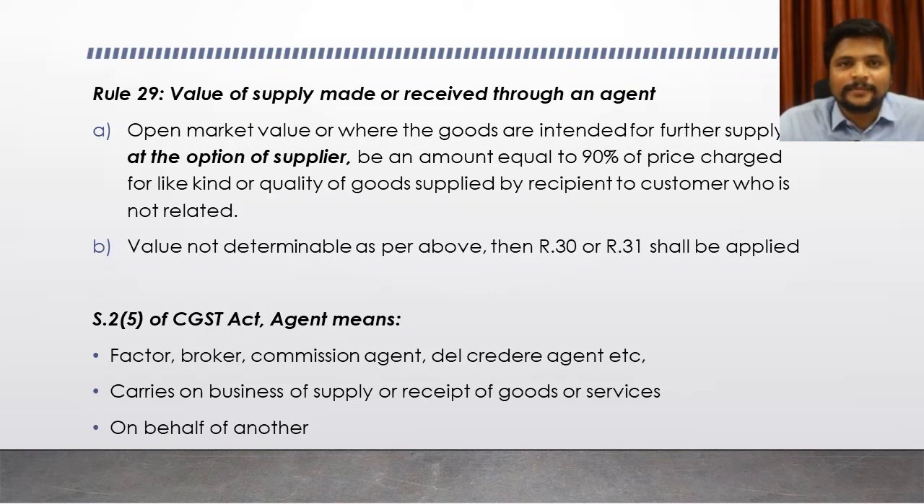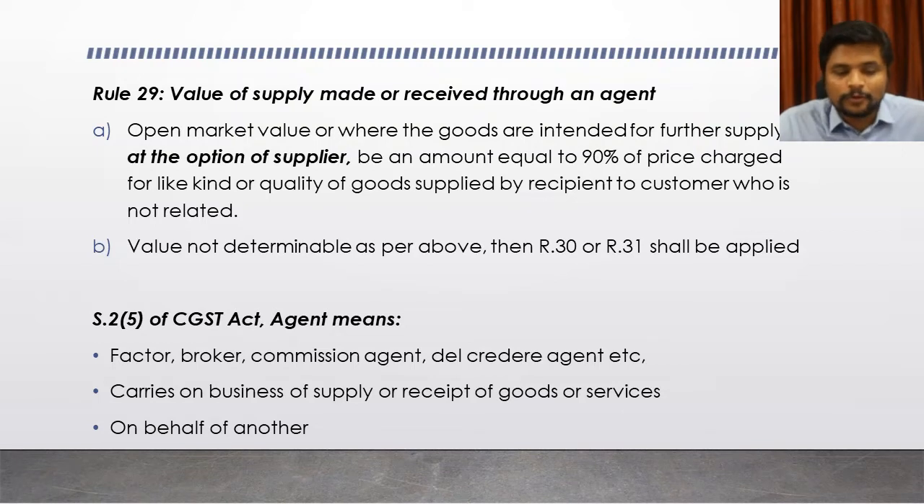Clause B is similar to clause C of rule 28 or clause D of rule 27. It means that if the value is not determinable as per clause A, then you can refer to rule 30 or rule 31. It can be applied. So there are only two clauses. So we can again repeat now. Rule 27 has 4 clauses, rule 28 has 3 clauses, rule 29 has 2 clauses. So next, we have to know that this particular rule is applicable if the supply is made or received through an agent.